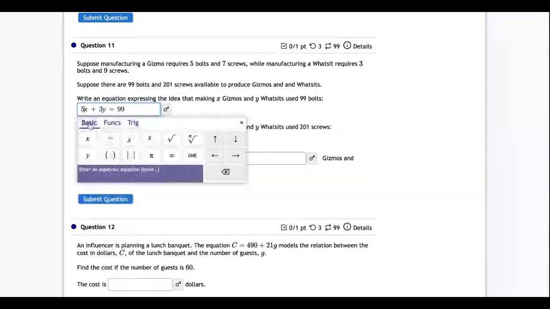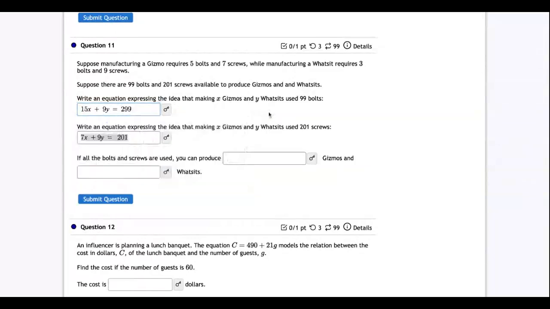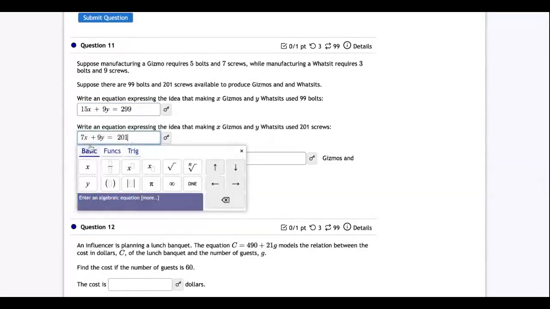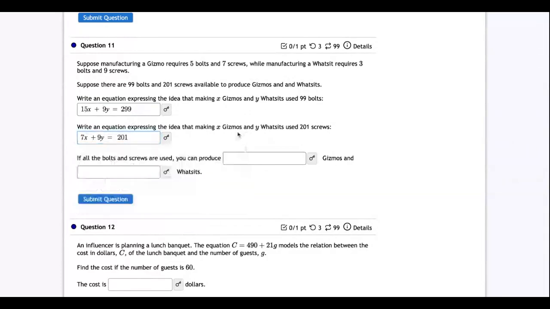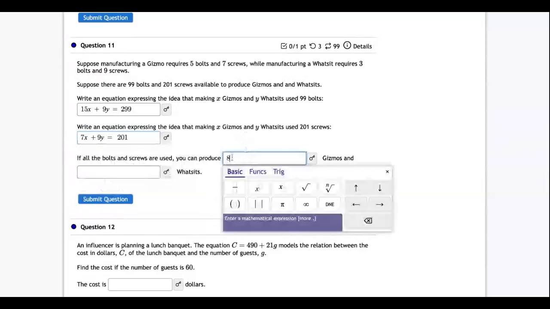So 5x multiplied by 3, 15x. Then 3 times 9y, 27y. 3 times 99, what is it? 297. Now we can subtract these two equations, right? 15x subtract 7x, we get 8x. Then 299 subtract 201, we get 98.